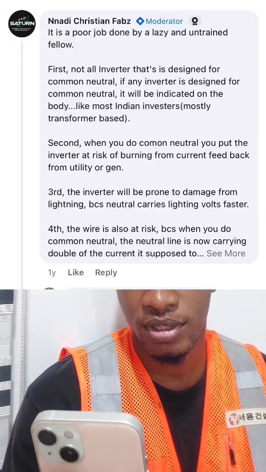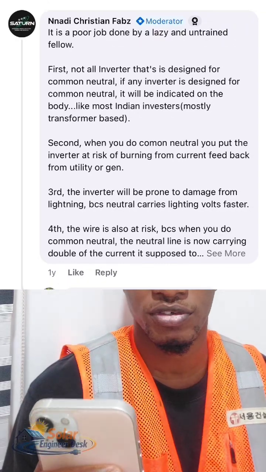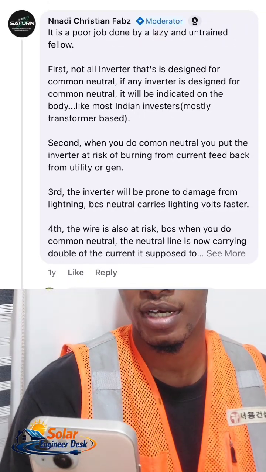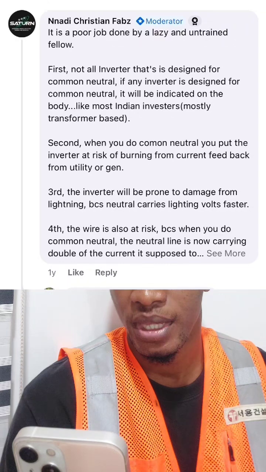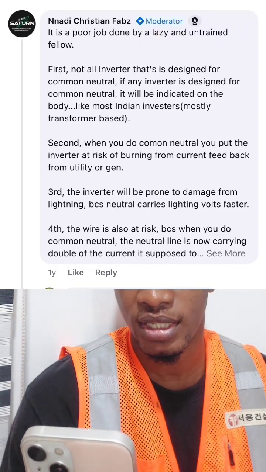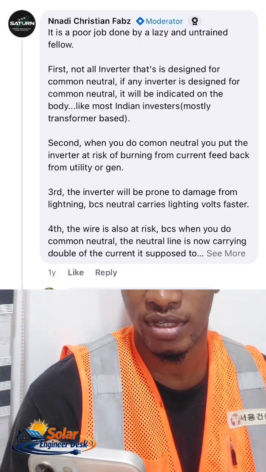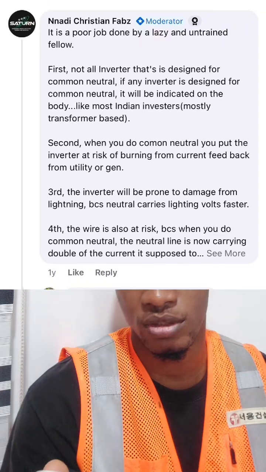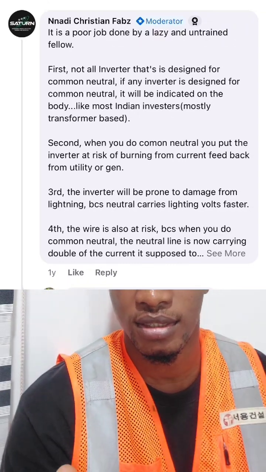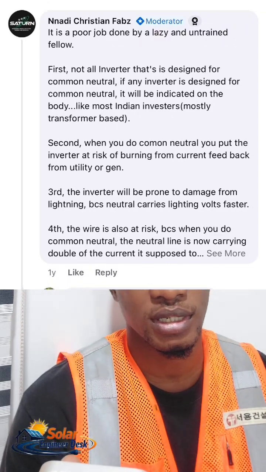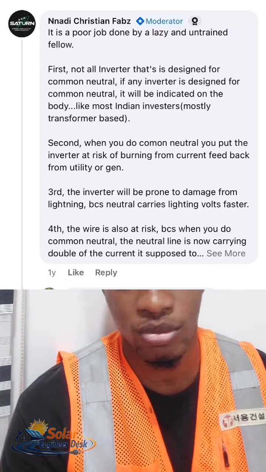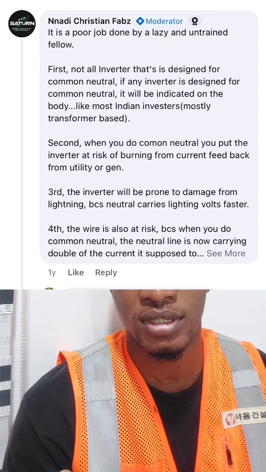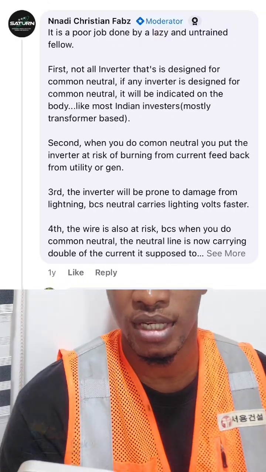So let's check some comments from members of our Facebook group. Nandi Christian Fabs said it's a poor job done by a lazy and untrained fellow. First, not all inverters are designed for common neutral. If any inverter is designed for common neutral, it will be indicated on the body, like most Indian inverters, mostly transformer based. Well, you may be right, but I don't think I've seen where common neutral is indicated on the body of the inverter. It might exist, but I've not seen any. Usually they put these things in the manual, or you might have to use your multimeter to test that yourself.